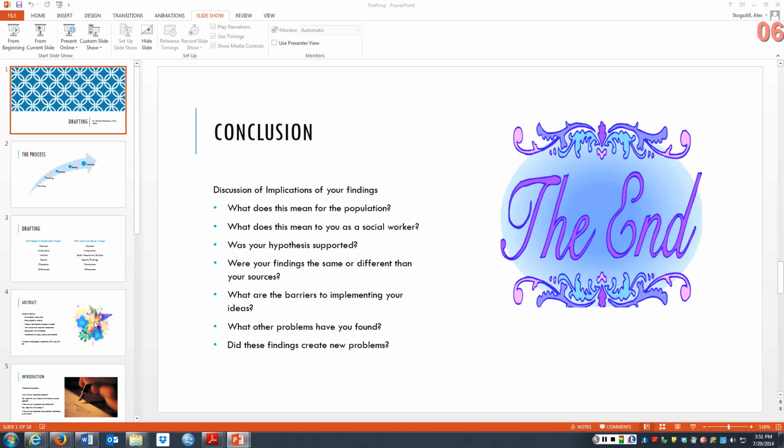These are the implications of what you have found. What does this information mean for the population under study? What does it mean for you as a social worker as you're going into practice? Was your hypothesis supported? Did what you think was the case, was it actually the case? Were your findings the same or different from other research that you read about and other sources? What are barriers to implementing any of these ideas that you found? And what other problems have you found?